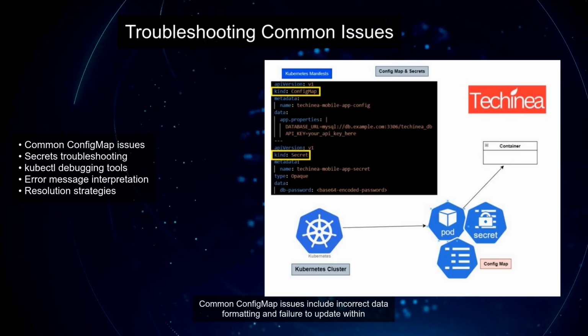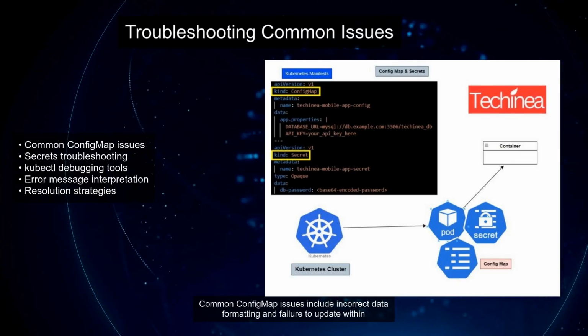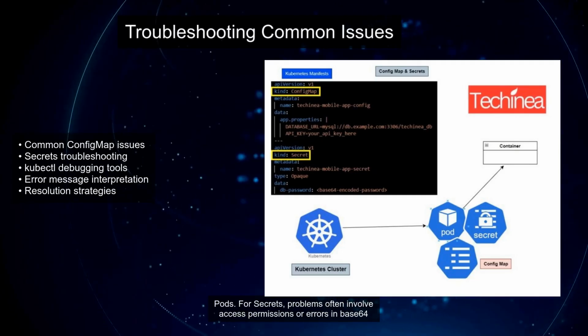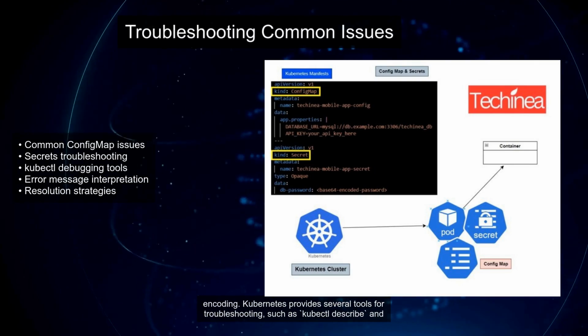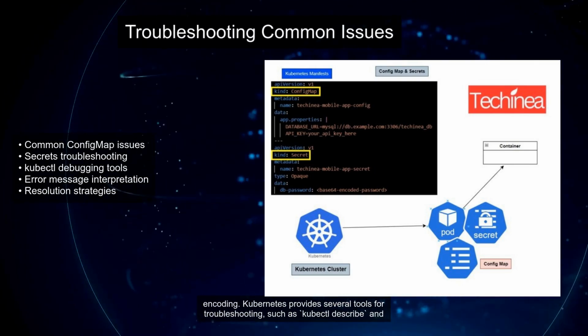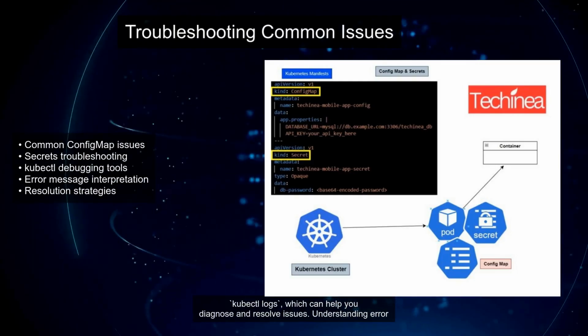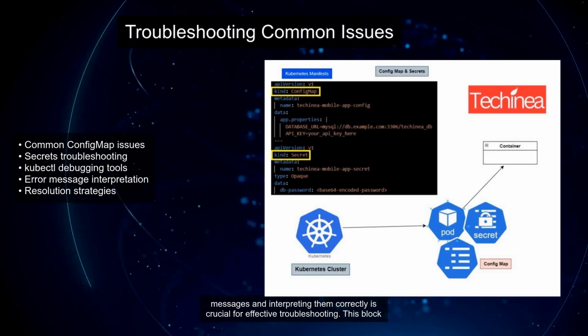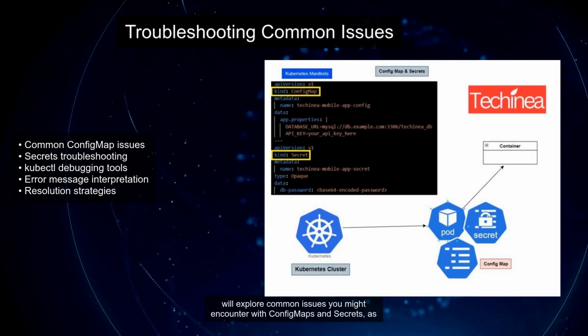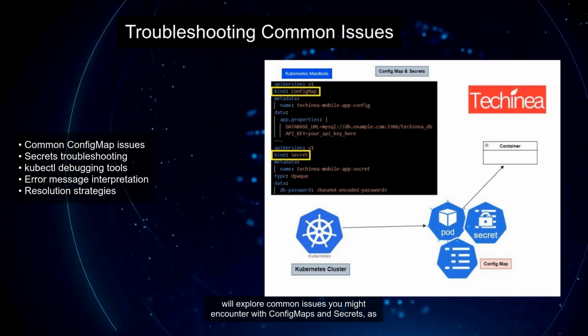Even with the best planning, issues with config maps and secrets can arise. Common config map issues include incorrect data formatting and failure to update within pods. For secrets, problems often involve access permissions or errors in base 64 encoding. Kubernetes provides several tools for troubleshooting, such as kubectl describe and kubectl logs, which can help you diagnose and resolve issues. Understanding error messages and interpreting them correctly is crucial for effective troubleshooting.